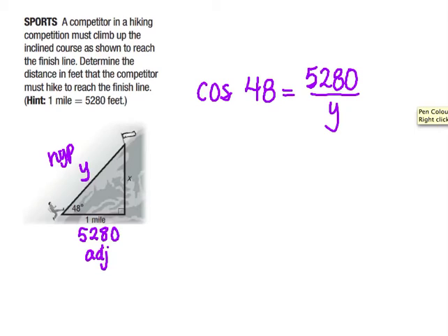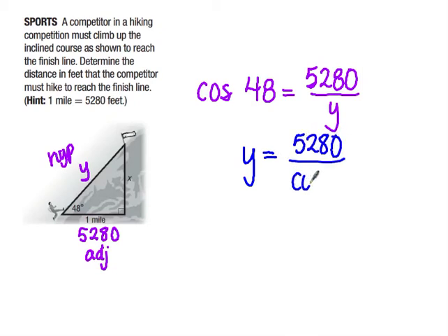5,280 is your adjacent side, right? Well, yeah, divided by y, which is your hypotenuse, right there. I don't get how you know the adjacent is. Because that's what cosine was defined as being. Cosine was adjacent over hypotenuse. That's your SOHCAHTOA. Okay, does that make sense now? Yeah. Okay, so y equals 5,280 divided by cosine of 48. Remember these parentheses?